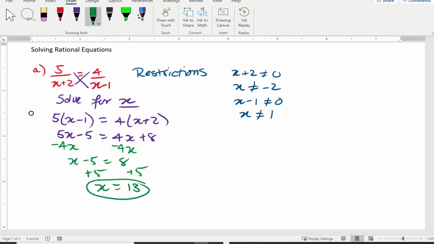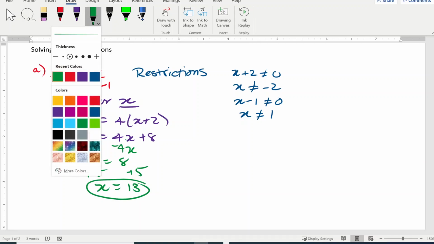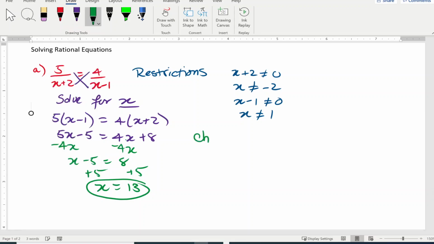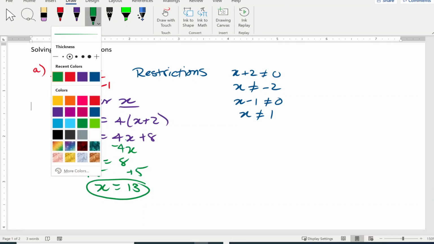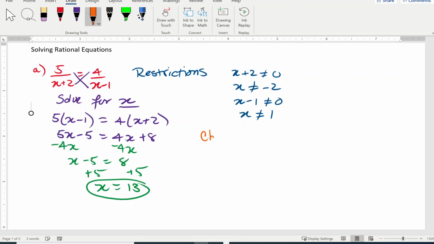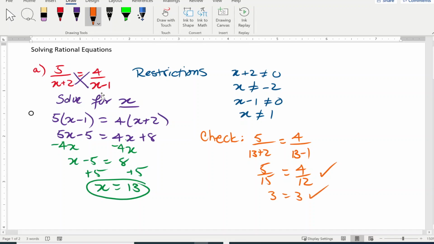And we can go ahead and double check that. Let's use orange to check. So this would be 5 over 13 plus 2 is equal to 4 over 13 minus 1. Well, 5 over 15, that's equal to 3. Is that the same as 4 over 12? Yes, it is. So 3 equals 3, and 13 is our answer.